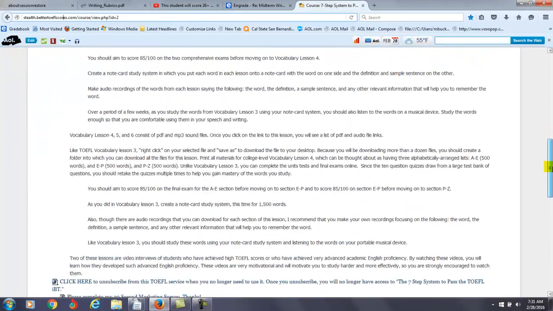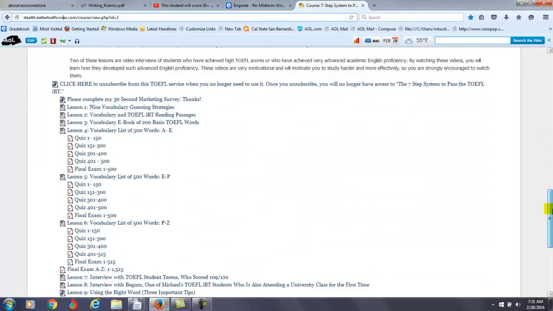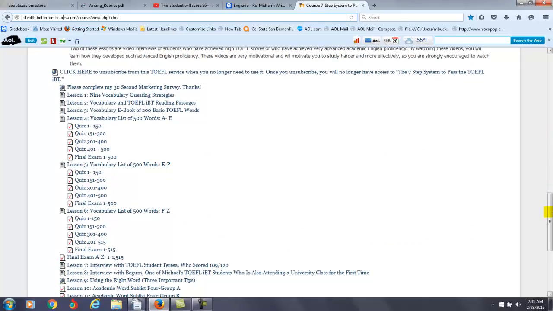But your first step is vocabulary. You need to work on your vocabulary because until you improve your vocabulary, it's going to be really hard to improve your writing. So my recommendation is Vocabulary Lesson 3. It's an ebook of 200 basic TOEFL words. You want to go through this lesson first. It'll probably take you about 2 or 3 weeks, but go through it. It has 20 chapters. Do the vocabulary. It's going to be very important.